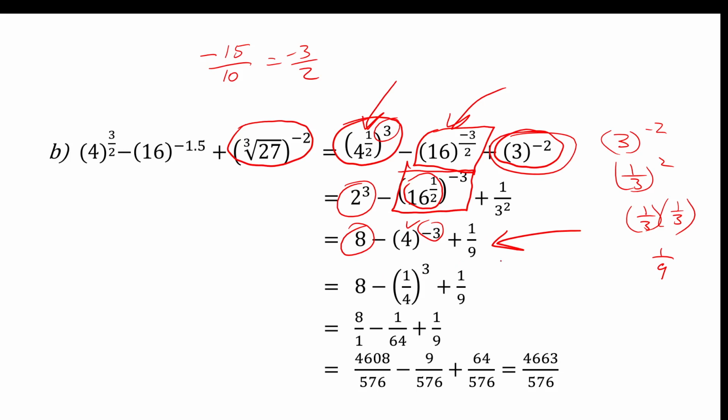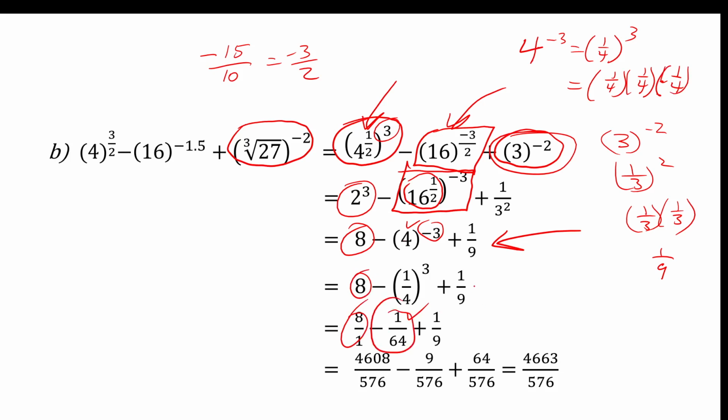Now, 1 over 4 to the exponent negative 3 is the same as 1 over 4 to the exponent positive 3. Well, that's the same as 1 over 4 times 1 over 4 times 1 over 4, which ultimately is equal to 1 over 64. So this 8 becomes 8 over 1, and we've got minus 1 over 64, and we've got plus 1 over 9. We need to get a common denominator of 1, 64, and 9, and the answer is 576. 8 over 1 is the same as 4,608 over 576. 1 over 64 is the same as 9 over 576, and 1 over 9 is the same as 64 over 576.